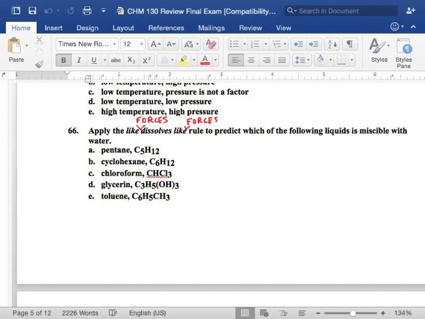Okay? Which of the following liquids is miscible with water? What does miscible mean? Okay. We could say mix. Could also say dissolves. Could also say soluble. Whichever of those triggers first for you is what you should specify with water, and then it lists a whole bunch of compounds.